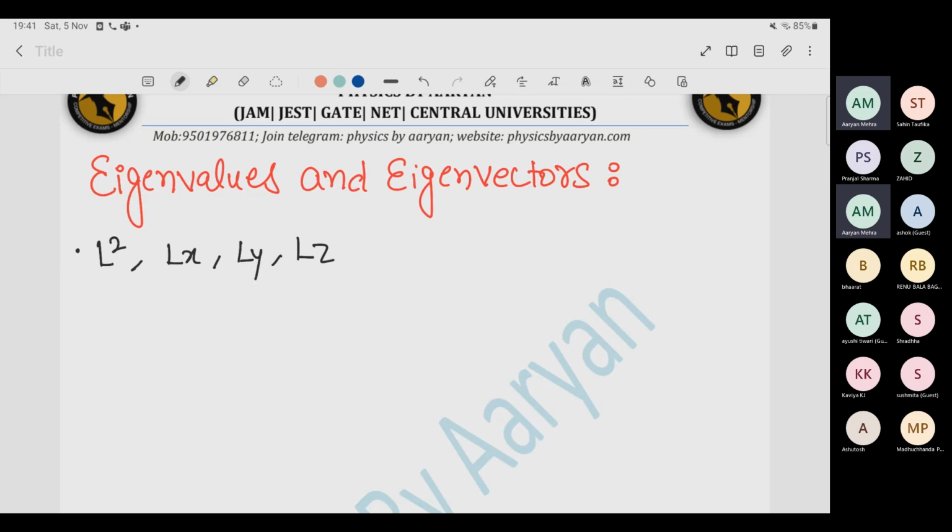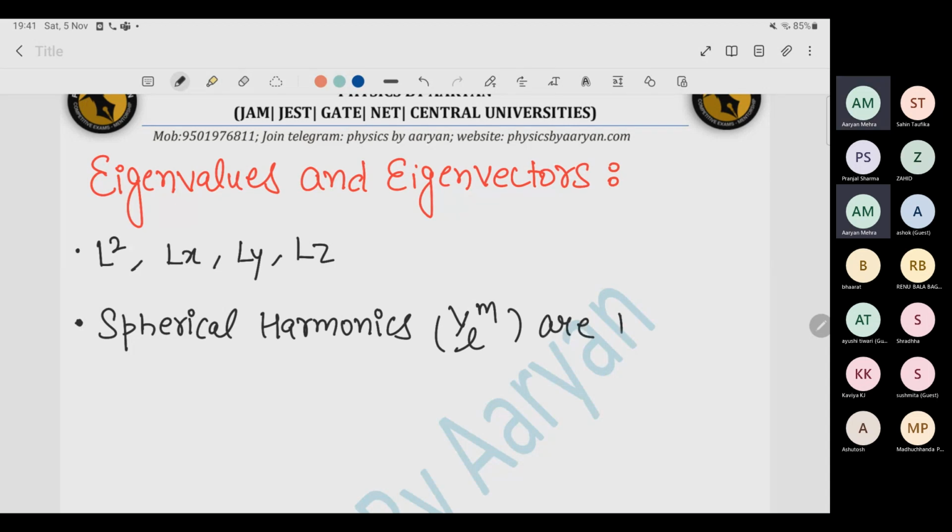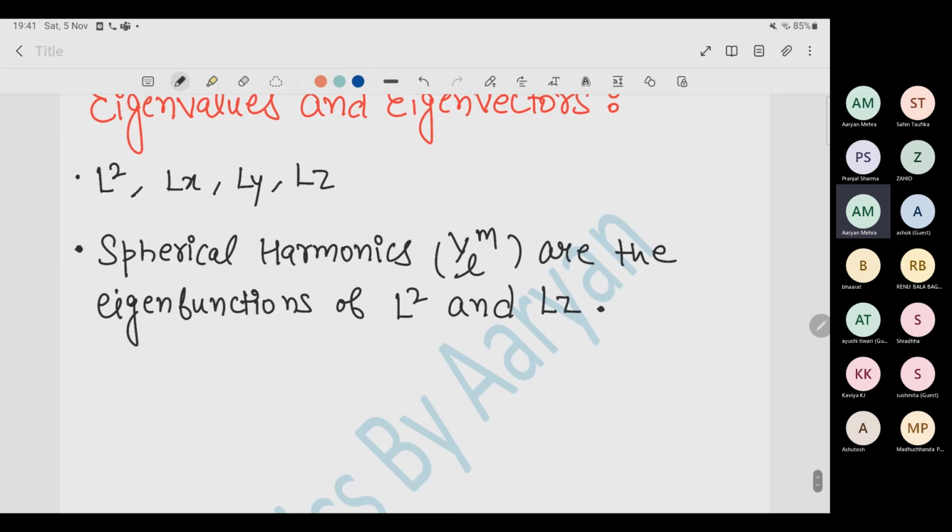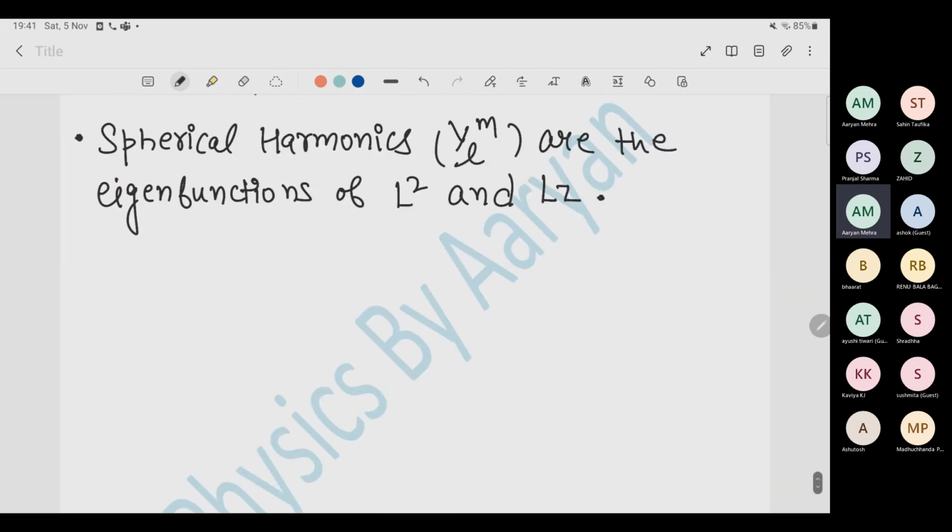Without going into mathematical detail, what I want you to remember is that spherical harmonics, Y_lm, are the eigenfunctions of L square and Lz. So can you make sense of it? Even without mathematical proof, can you convince yourself that, okay, this is not so bad, this can be true?